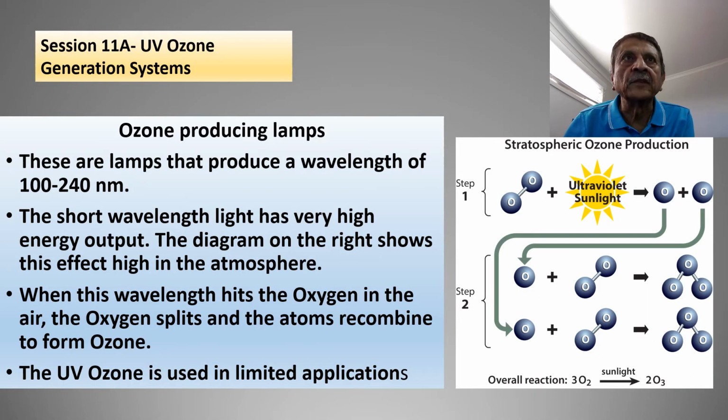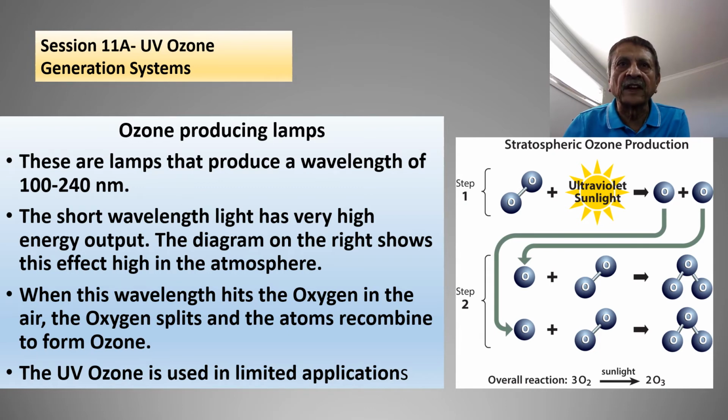Now we shall come to the UV ozone generation lamps. These lamps, as I did mention, produce a wavelength of 100 to 240 nanometers. The short wavelength light has very high energy output. The diagram on the right shows this effect in the atmosphere, where the UV light breaks the oxygen and recombines to form ozone.